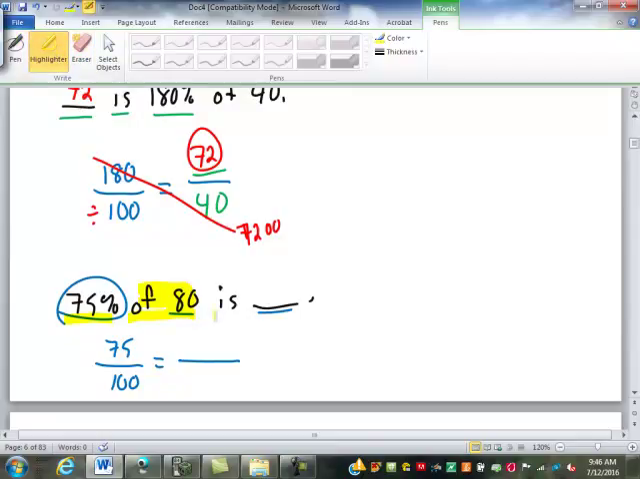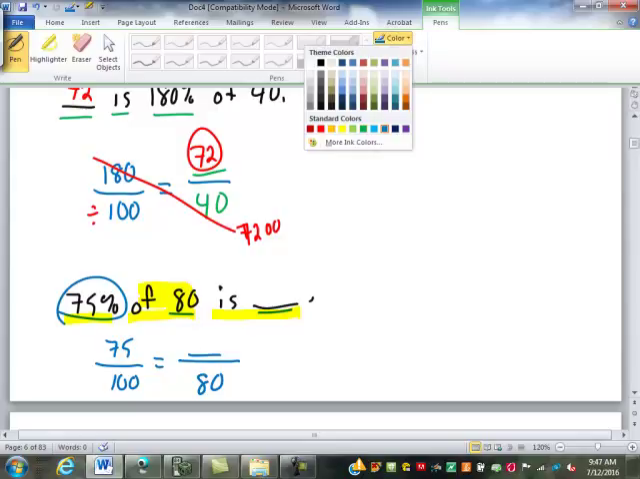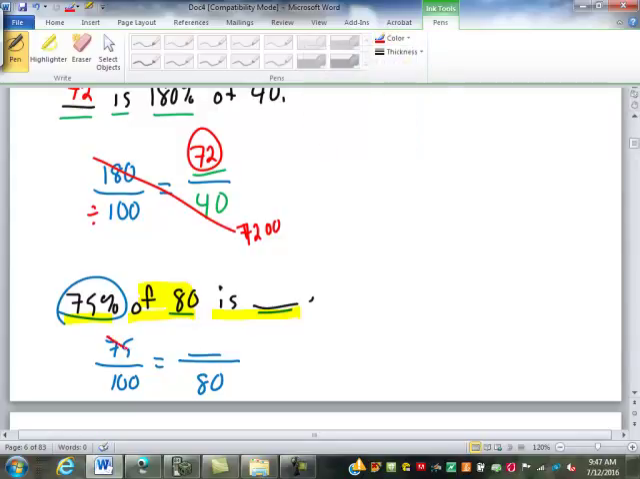So 75% is blank. That implies that blank goes with the 75. So that blank goes here. So yes, that does reaffirm that the 80 has to go on bottom. And now we will cross multiply. 75 times 80 is 6,000. Divided by 100 is 60. 75% of 80 is 60.